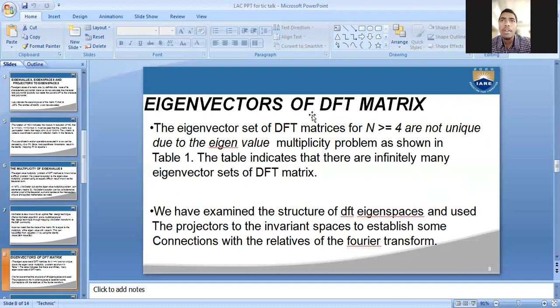Eigenvectors of the DFT matrix. Till now we just discussed eigenvalues and eigenvalue problems of DFT matrices. Now we are discussing eigenvectors, which are the next step after eigenvalues. After finding the eigenvalues, we need to find the eigenvectors. Then we can have a matrix of eigenvectors of the DFT matrix.